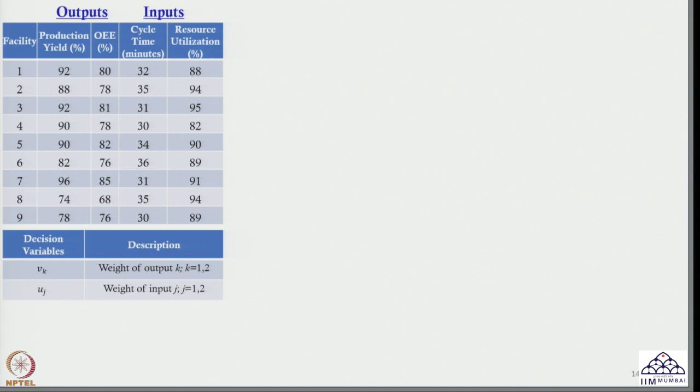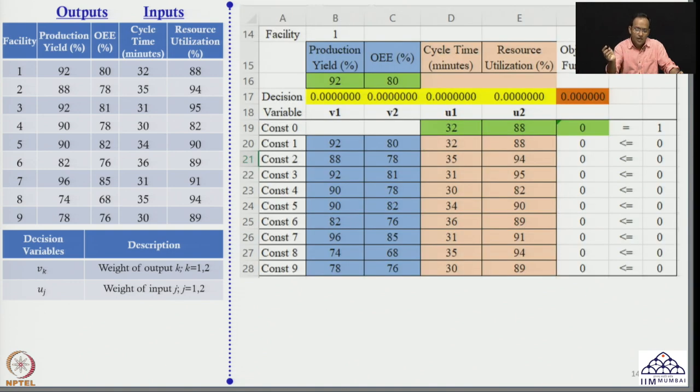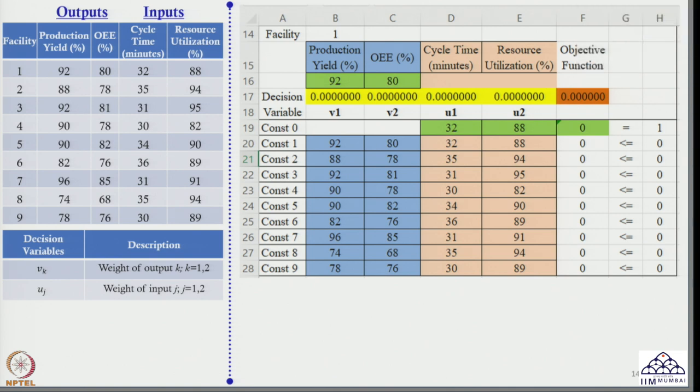Now, these were my data. I had two outputs, production yield and overall equipment effectiveness, and two inputs, cycle time and resource utilization, for 9 facilities. So the first thing is you have to put this data in an Excel file. We will provide you the Excel file with these data points. Now let us understand the steps. The objective function after linearization was like this: maximize 92 V1 plus 80 V2. Now let's see how we can put this data into Excel.